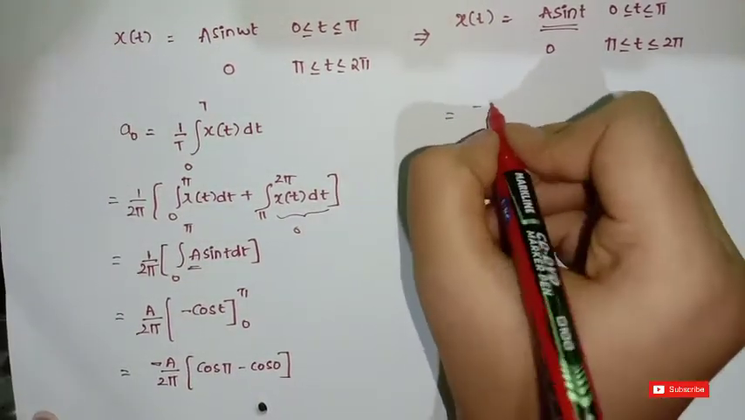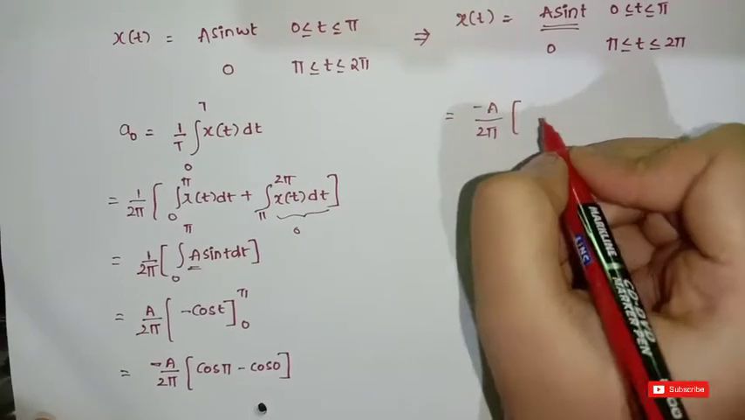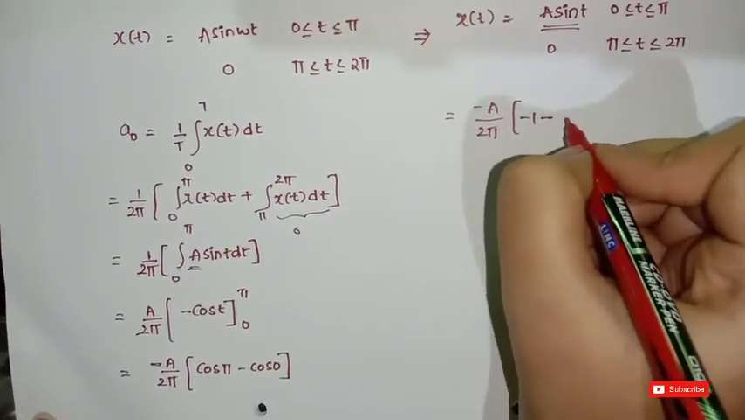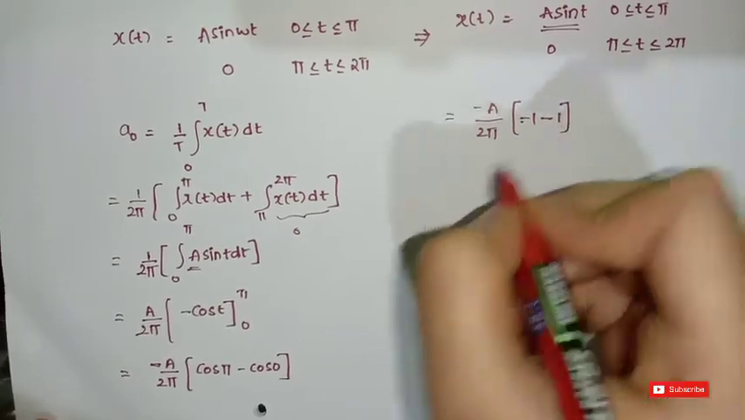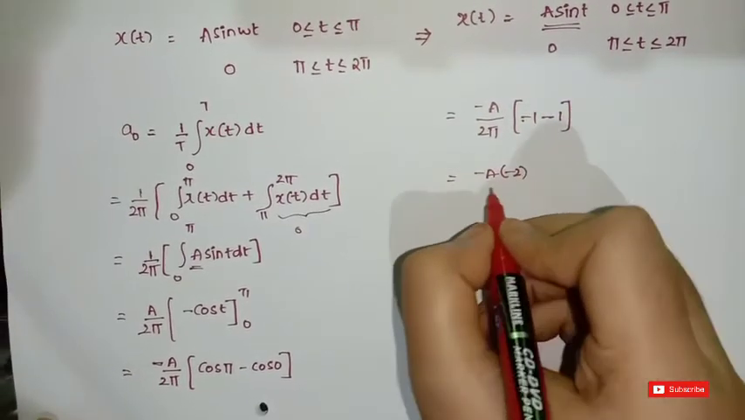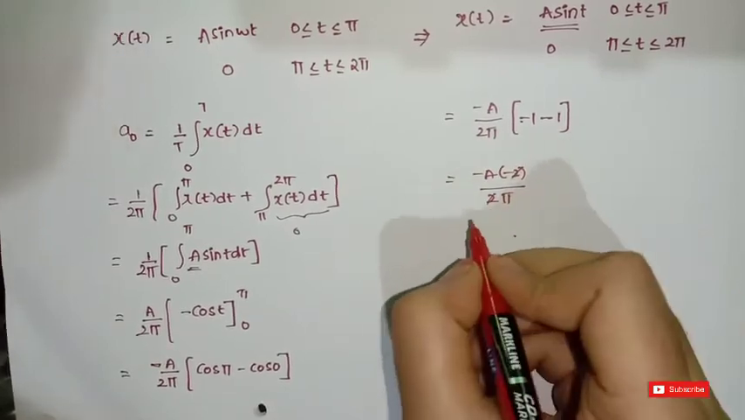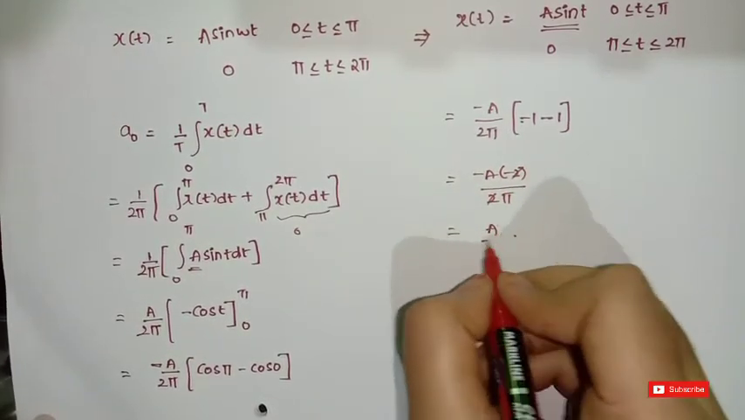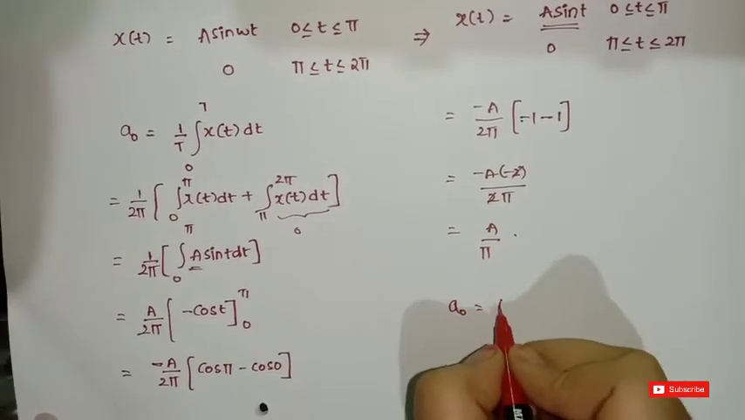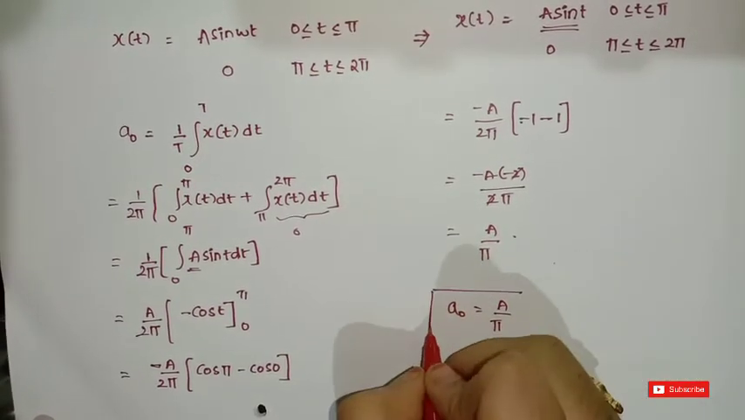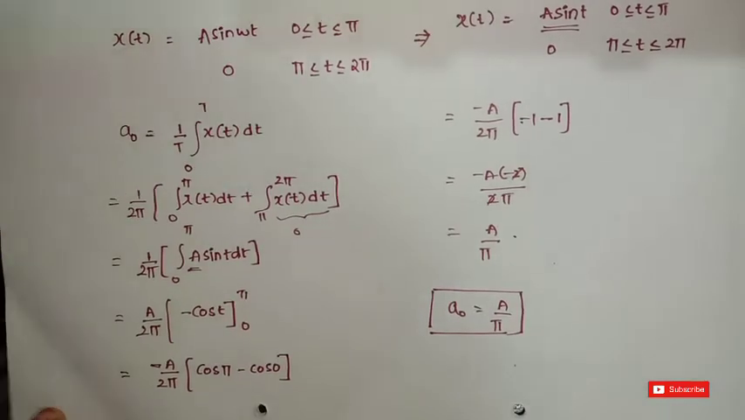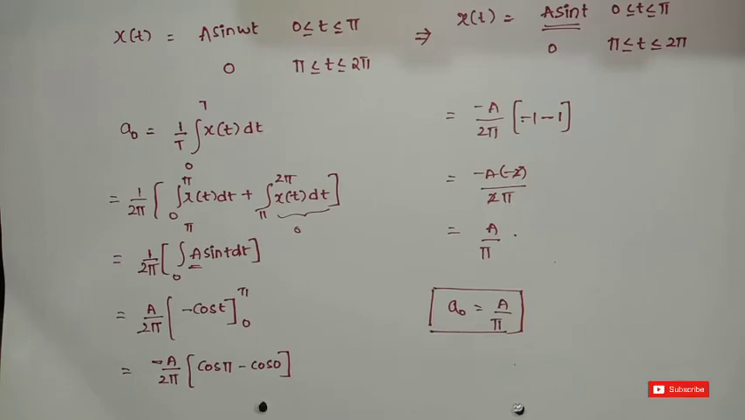Which implies minus A by 2 pi, into cos pi is nothing but minus 1, minus cos 0 is nothing but 1. So minus 1 minus 1 is minus 2. Minus A into minus 2 by 2 pi. The 2 gets cancelled, and minus of minus is plus, so a0 is equal to A by pi. It is very easy to calculate the value of a0. We need to write the formula related to a0, do the integration by substituting the given limits, and find the value of a0. For this half wave rectified sine wave, the value of a0 is A by pi.